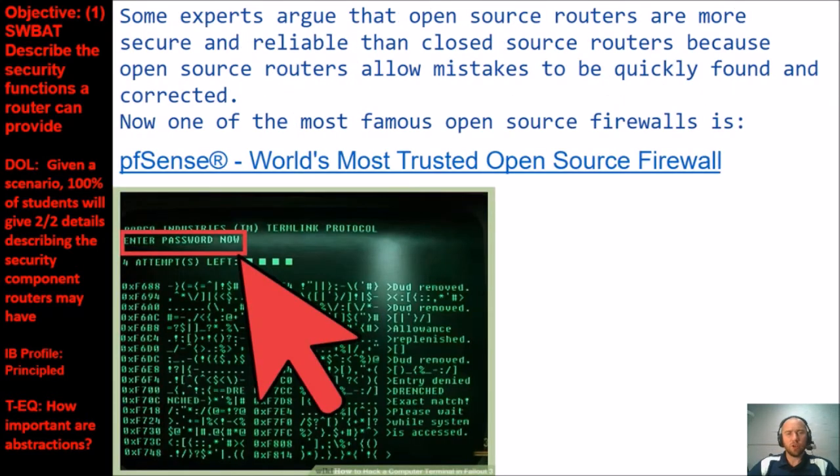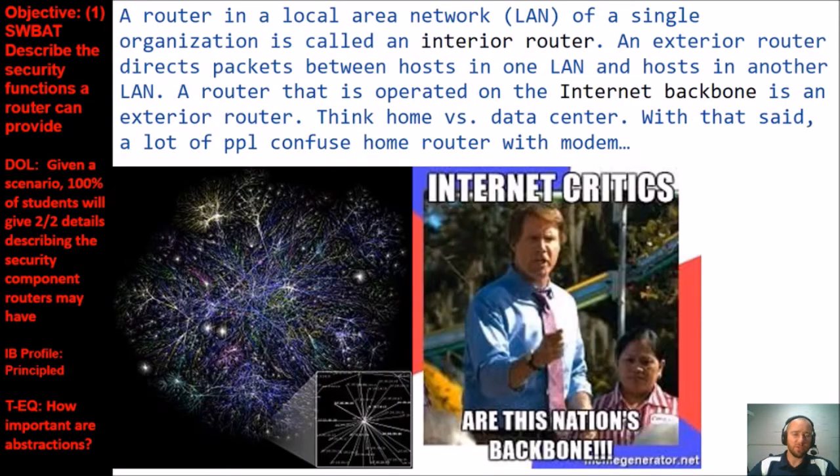Now, some experts argue that open source routers are more secure and reliable than closed source routers because open source routers allow mistakes to be quickly found and corrected. One of the most famous open source firewalls is pfSense. And if you're worried about security at your house, or maybe your parents' business, if they have one, you can go ahead and do some additional research right here because that might be a great option for you guys.